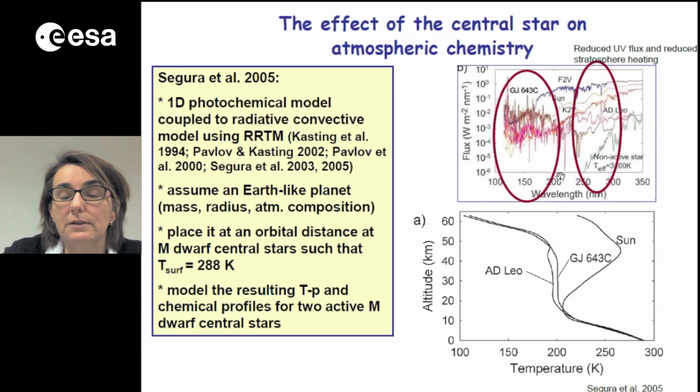And why is that? Well, this is caused by the ultraviolet spectrum of M dwarfs. These M dwarfs, although they are much fainter in the optical and infrared range than the Sun, this is very different in the UV range. They are much more active, changing the temperature profile of the planets.